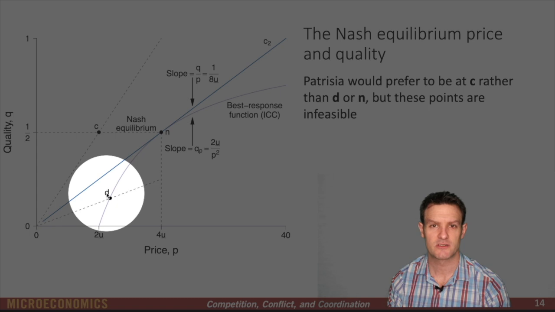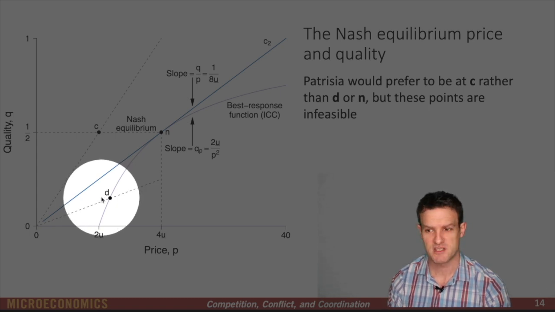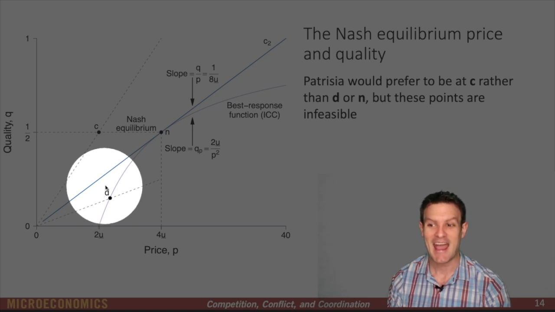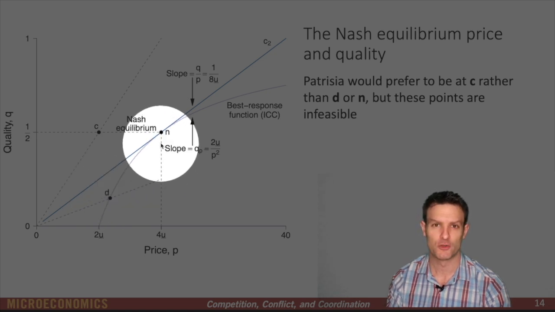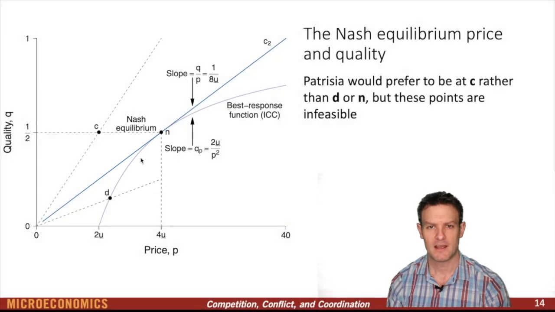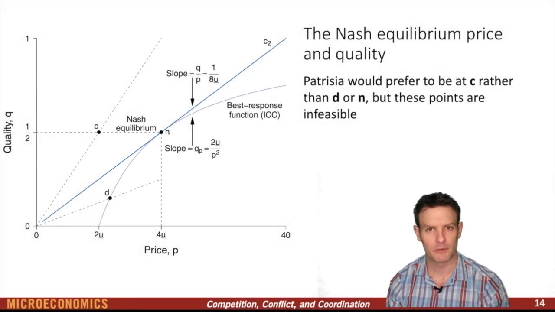It's not where she is minimizing her costs. She would not choose to operate at point D. Instead, she's going to increase the price that she provides and get higher quality and move to point N. And that's how we're going to be getting this Nash equilibrium.